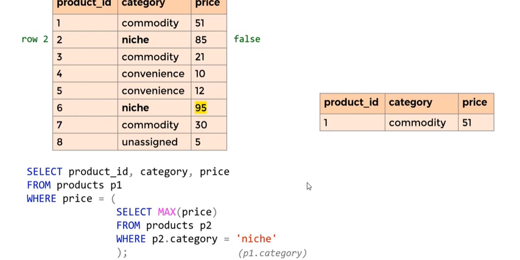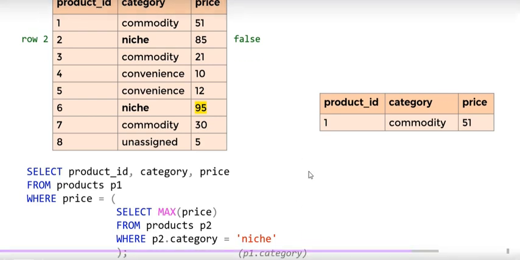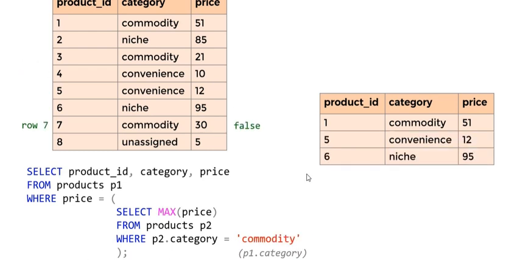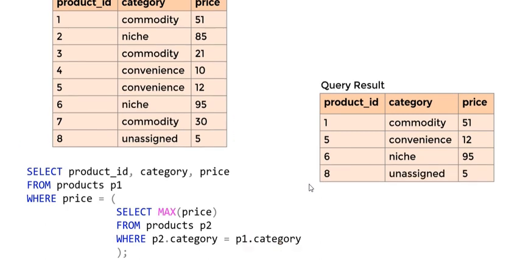So we continue like this with the subquery. 95 is the maximum and 85 is not the maximum, so it is false and we continue. We calculate the maximum price for each category as given by the row being evaluated in the outer query. So like this we get 4 rows in the final query result, and these are all the products which have a price equal to the maximum price in their respective product categories, right?